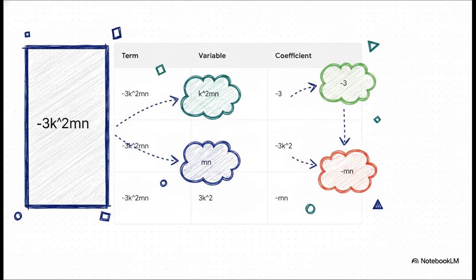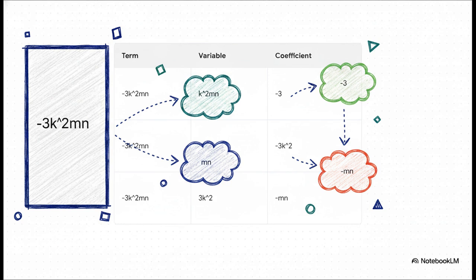Look at this huge term on the left, -3k²mn. If we decide our variable is k²mn, then the coefficient, the part multiplying it, is just -3. But look at the second row. For that exact same term, if we just isolate mn as our variable, the coefficient actually becomes -3k². And if the variable we care about is 3k², well, then the coefficient is -mn. Literally isolating a different part of the exact same term completely changes what we call the coefficient.